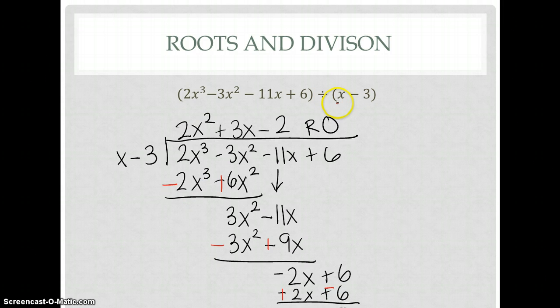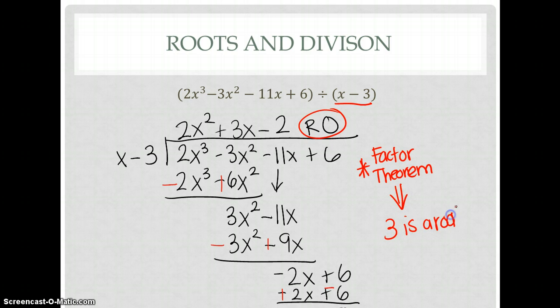polynomial and divide it by another polynomial, and we end up with this remainder of 0. So if you want to look through the steps, pause it, look through the steps, and realize, okay, everything's going to cancel out. We end up with a remainder of 0. The factor theorem said if you end up with a remainder of 0, x minus 3 is a factor. In other words, it tells us that 3 is a root for this polynomial. So what makes this equal to 0 is when x equals 3. 3 is going to be a root.